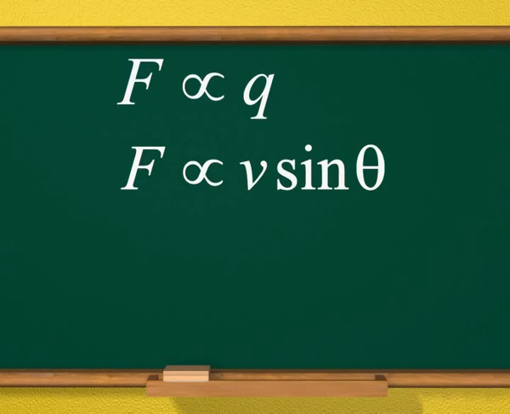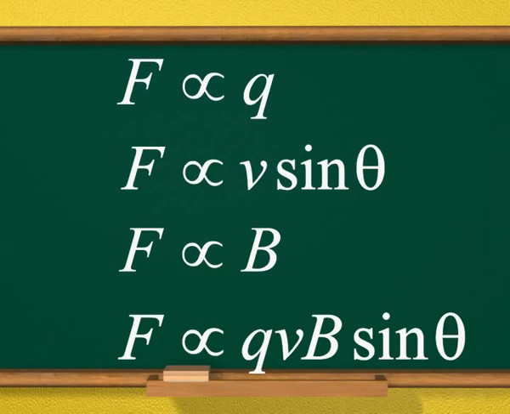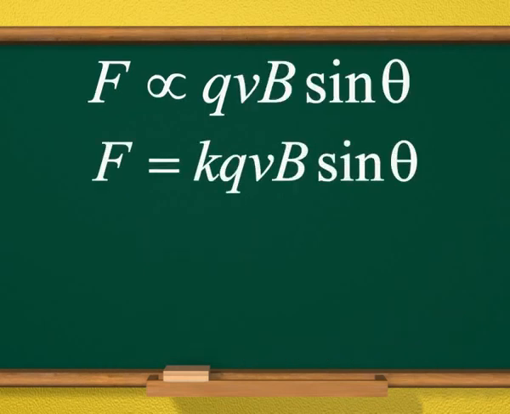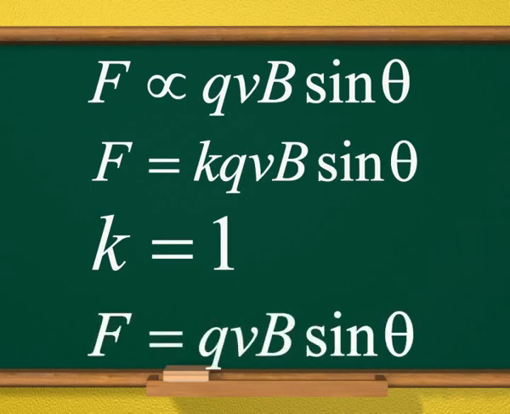The magnitude of the force F is directly proportional to the magnitude of the magnetic field applied, that is, F is proportional to B. Combining these factors, we get F is proportional to Q V B sine theta, or F equal to K into Q V B sine theta, where K is the proportionality constant. Its value is found to be 1. Therefore, F is equal to QVB sine theta.